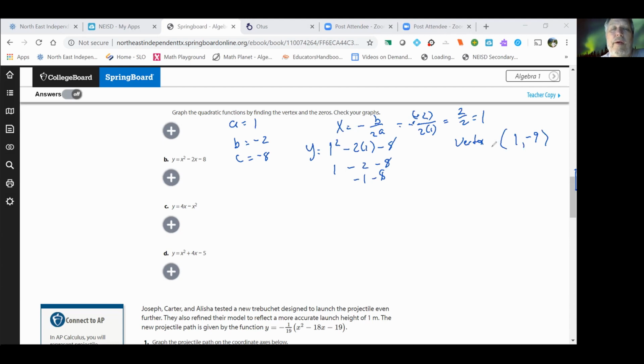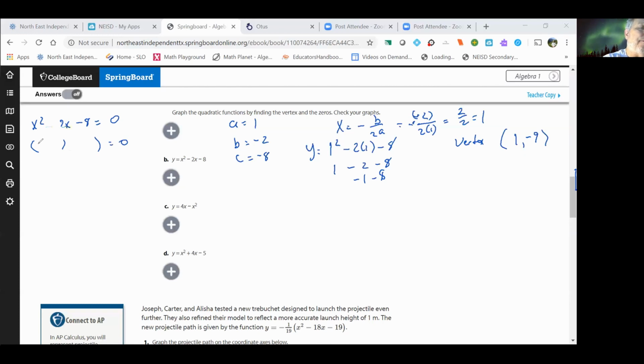So now we have our vertex. What we want to do now is go ahead and factor this and find out what the zeros are of this particular function. So we're going to set this equal to 0. So it's x squared minus 2x minus 8, and that's equal to 0. We set it equal to 0 so we can go ahead and factor these.